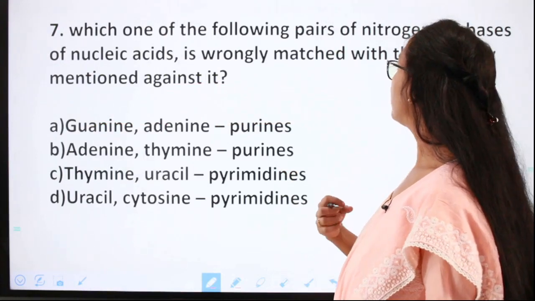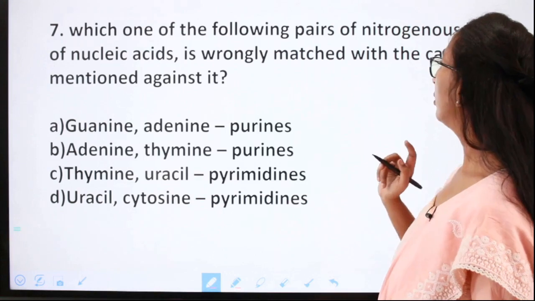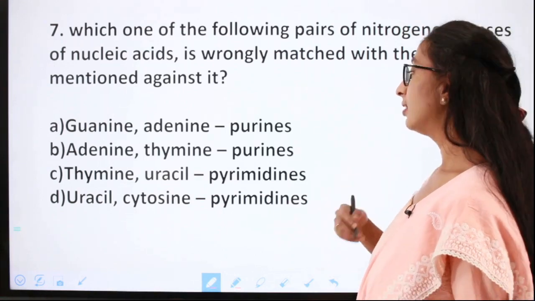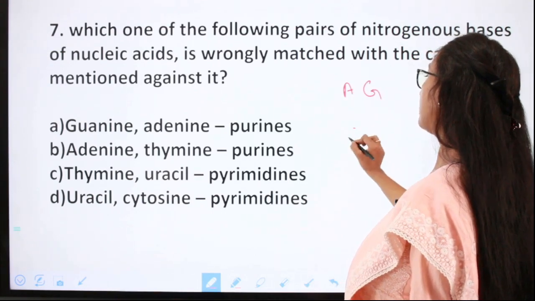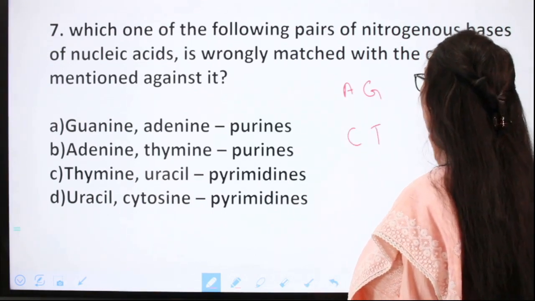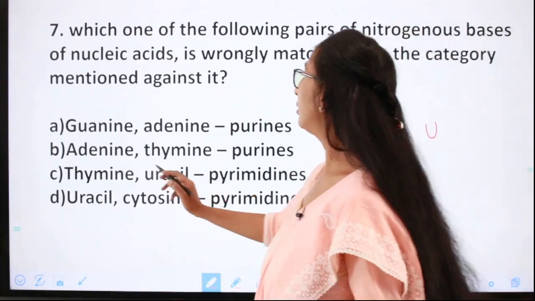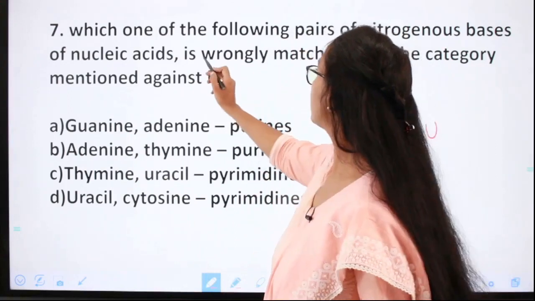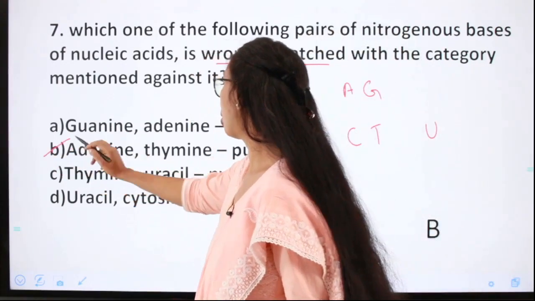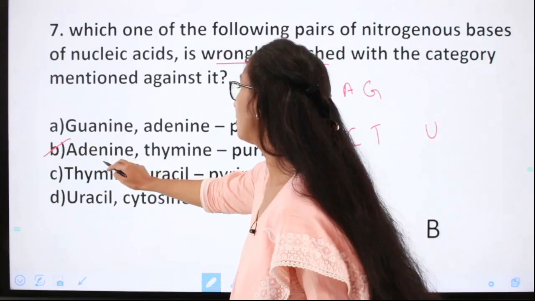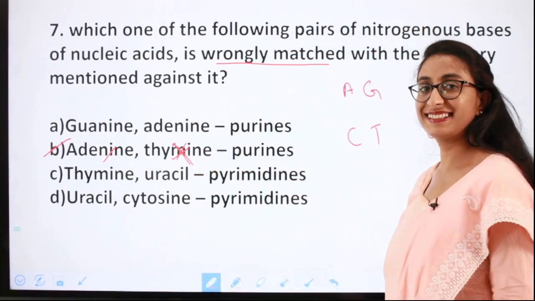Which of the following pairs of nitrogenous bases of nucleic acid is wrongly matched with the category mentioned against it? So we know what are the purines. Purines are adenine and guanine, and the pyrimidines are cytosine and thymine, and in case of RNA we have uracil in place of thymine. So here you need to check which of the following nitrogen bases are wrongly matched. So which is wrongly matched here? Adenine and thymine is wrongly matched because adenine alone is a purine whereas thymine is a pyrimidine. So that is the right answer.